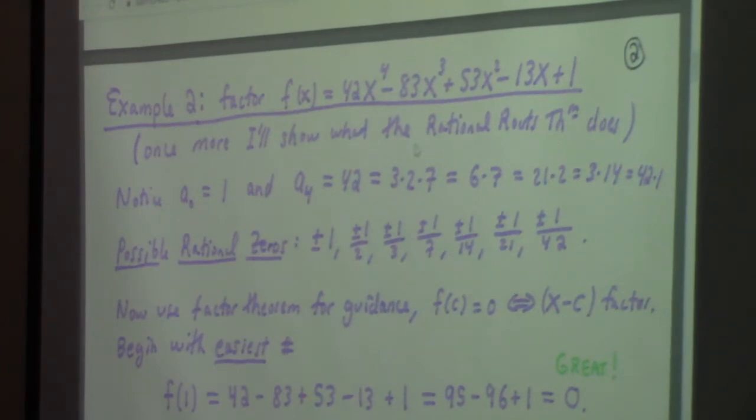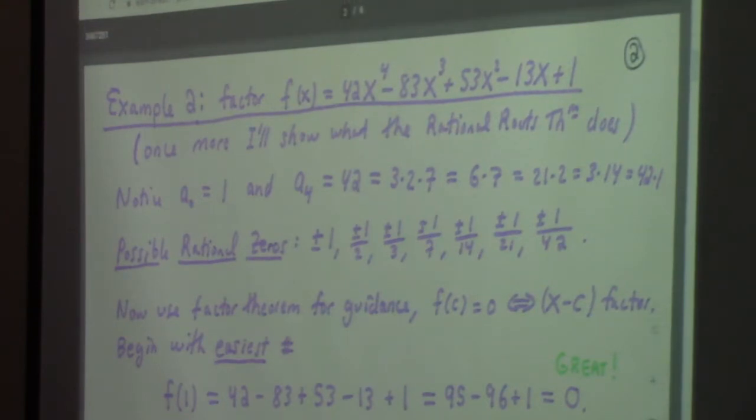So what are the possible rational zeros? Well, notice that here the constant coefficient's 1, and the leading coefficient's 42. Well, 42's got a lot of factors. It's got 42 times 1, it's got 3, it's got a 2, it's got a 7. So you can do 6 times 7 or 21 times 2 or 3 times 14.